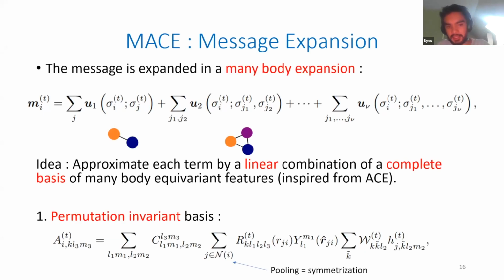One important thing is that the invariance comes from the pooling, from this sum. So here you sum over all the neighbors, and obviously when you do the sum, it's permutation invariant. So now the permutation invariance symmetry is checked.